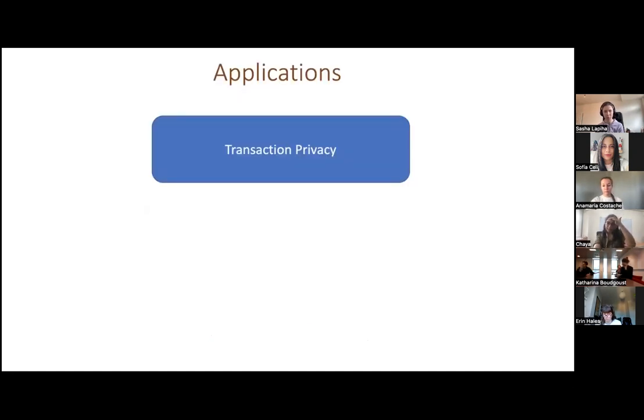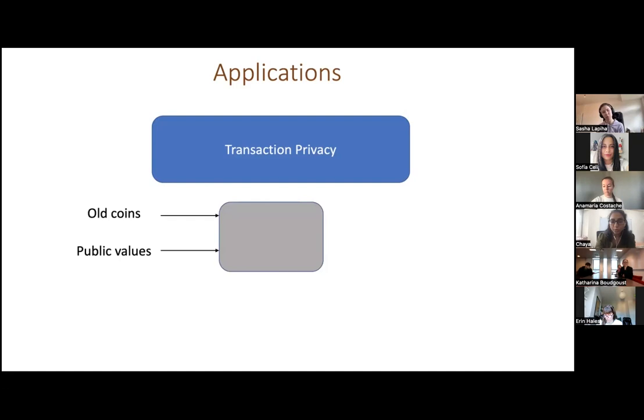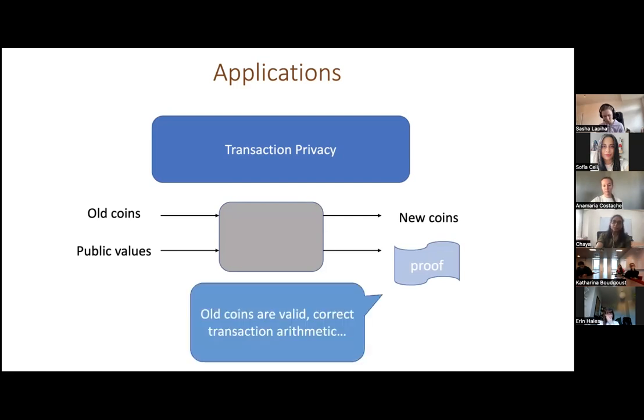However, in the applications that we thought about, like Zcash and applications on the blockchain, this proof of knowledge property does not quite suffice. Think about one application, transaction privacy, where one could potentially use zero knowledge SNARKs. We want to prove statements that look like this. We have as input certain old coins and some public values, and if I make a certain transaction using these coins, I output some new coins and a proof of correct transaction arithmetic. This proof is of a statement that says the coins I hold are valid and the correct transaction arithmetic happened. I have enough money to make this payment and so on.